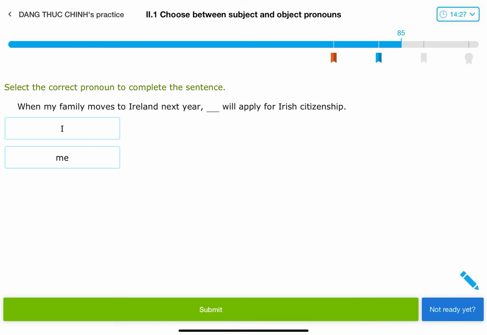When my family moves to Ireland next year, I will apply for Irish citizenship. We have this sentence here: I will apply for Irish citizenship. It's an independent clause, and this is the beginning of this independent clause, so it would be a subject pronoun.